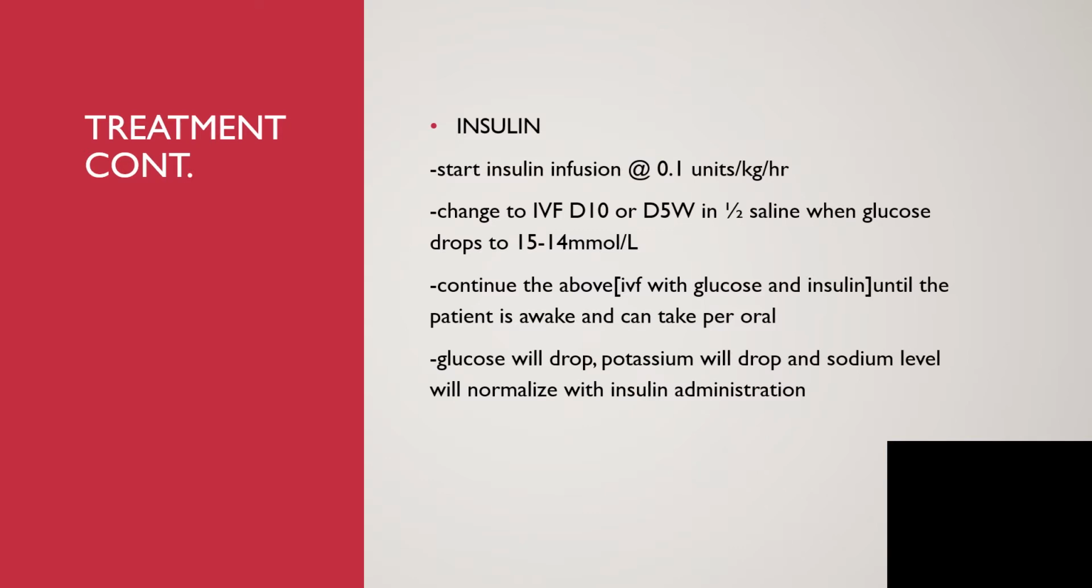Insulin is the essential medication here. And we're going to start insulin infusion at a rate of 0.1 units per kilogram per hour. That will continue while we monitor the glucose level every 1 hour. And when we reach a glucose level between 15 and 14 millimoles per liter, then we're going to change the IV fluid to D10 or D5 in half saline. We will continue the IV fluid with glucose and insulin until the patient is awake and can take per oral. When glucose drops, we expect potassium to drop, and we expect the sodium level to normalize with the insulin administration.